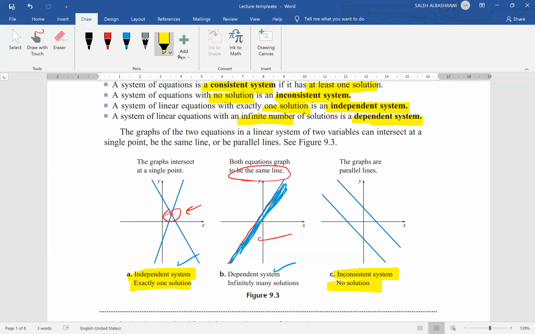They are not intersecting. So these are the three types of systems that we are going to discuss: to find the solution of a system if it has one, to say whether it is consistent or inconsistent, and also to say whether it is dependent or independent if it is consistent. That will be explained in the second part of this topic.